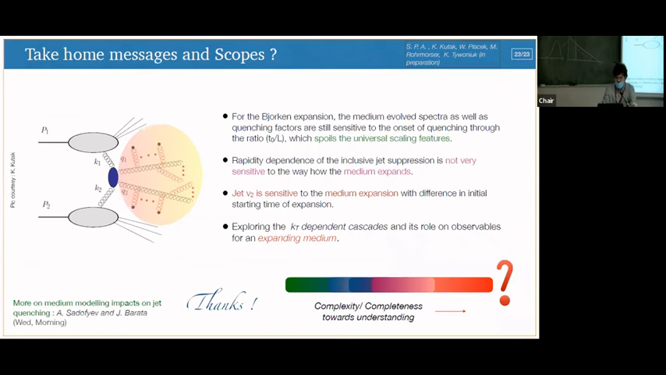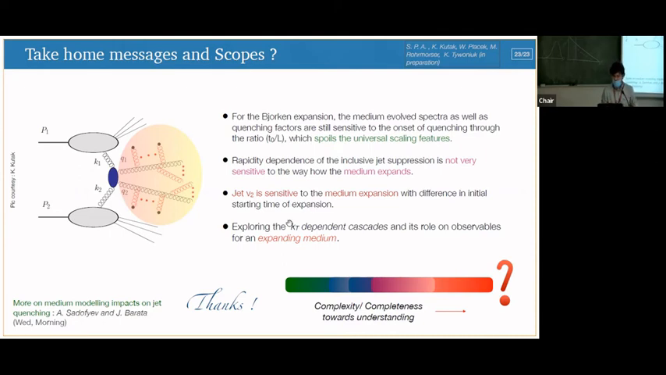So let me summarize this. We see that for the Bjorken expansion, the medium-evolved spectra, as well as the quenching factors, are very sensitive to the initial quenching time for the Bjorken. And it somehow spoils universal scaling features over the whole kinematical regime. But the rapidity dependence of the jets is not very sensitive to the way the medium expands. But the jet v2 is quite sensitive to the medium expansion, with differences in the initial quenching time of the Bjorken.